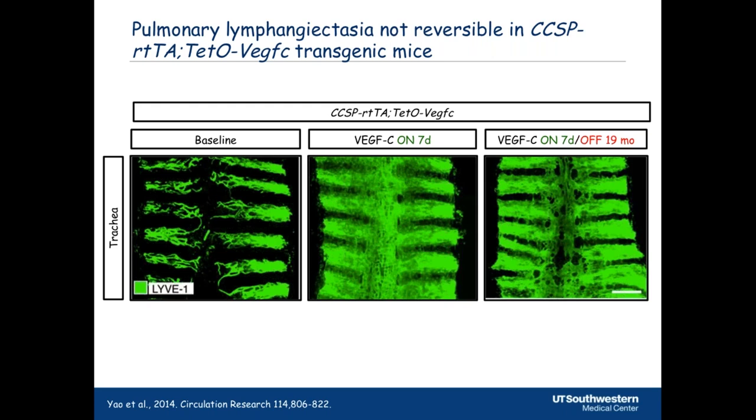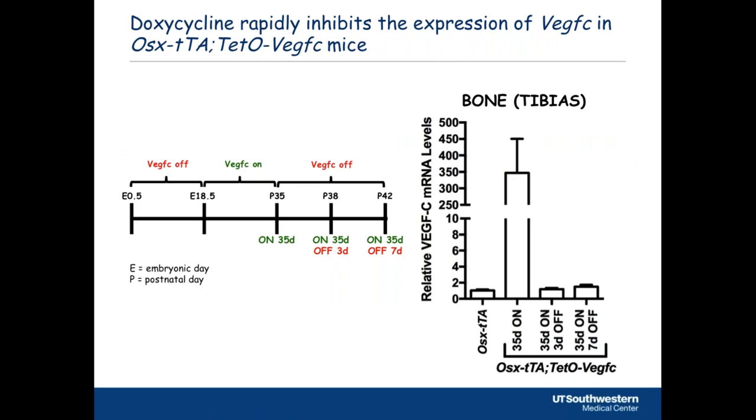And what's amazing is that this irregular network of lymphatics persists even after the withdrawal of VEGF-C. And you can see even after VEGF-C has been inhibited for 19 months, these irregular lymphatic vessels persist. So we hypothesized actually that the lymphatics in our mice would persist following the withdrawal of VEGF-C, and the phenotype of our mice would not be reversible.